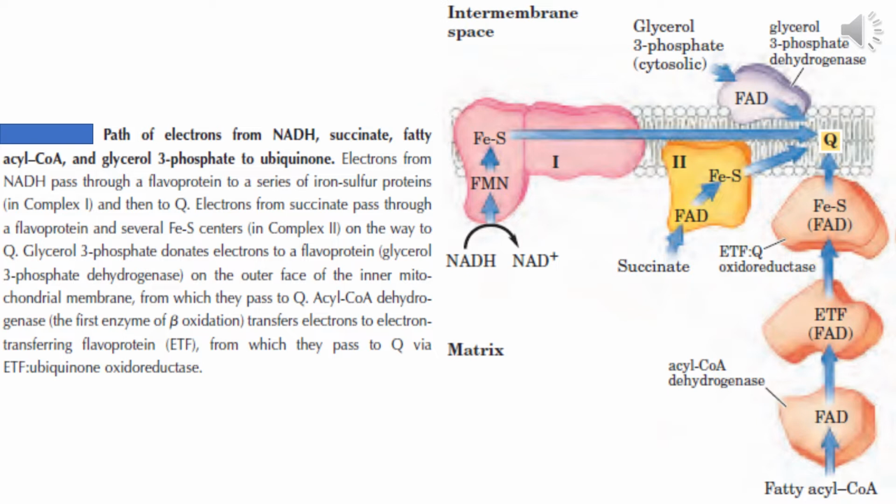As is shown here, complex 2 is receiving the FADH2 molecules produced during the citric acid cycle. That means when succinate is acted upon by succinate dehydrogenase enzyme, that is one of the sources of FADH2. The second source is when glycerol 3-phosphate is acted upon by glycerol 3-phosphate dehydrogenase on the cytosolic site. FADH2 is produced and that is reaching coenzyme Q.